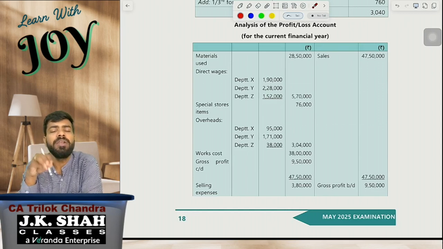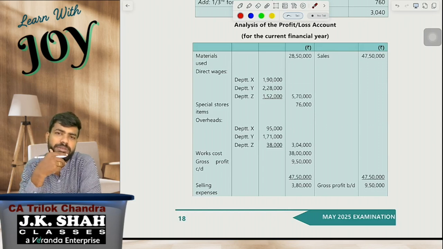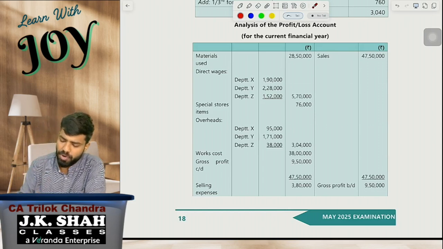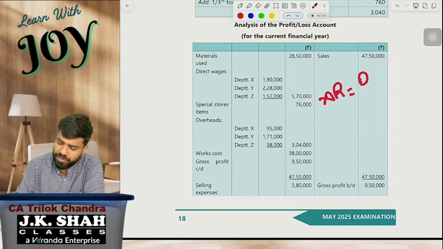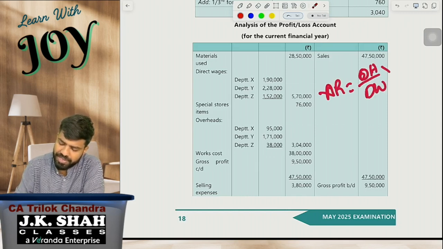According to the given information, to absorb the overheads, department-wise wages and department-wise overheads are given. No other department-wise information is available. The only information available is direct wages, so I'll take direct wages as the base. What's wrong in that? If direct wages is the base, how to calculate the absorption rate? Absorption rate equals overheads divided by direct wages into 100.